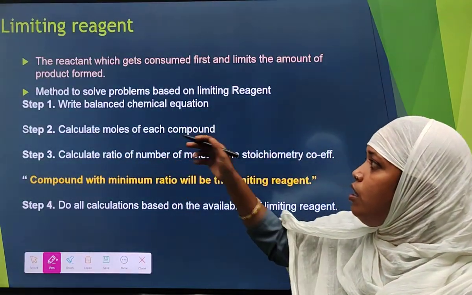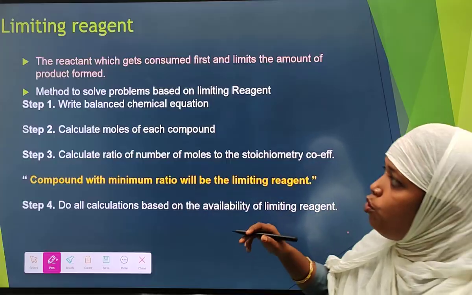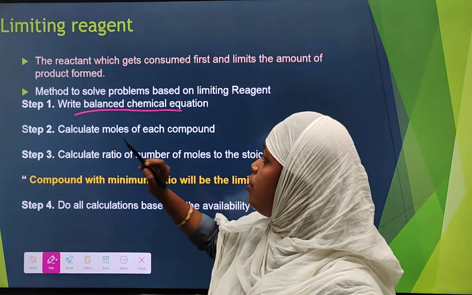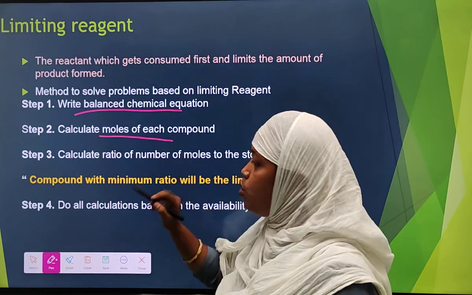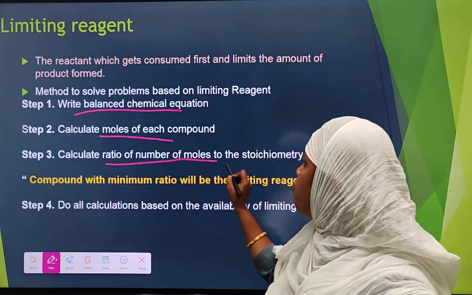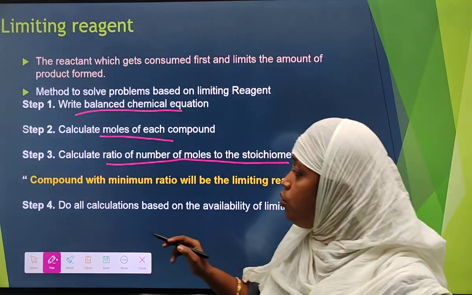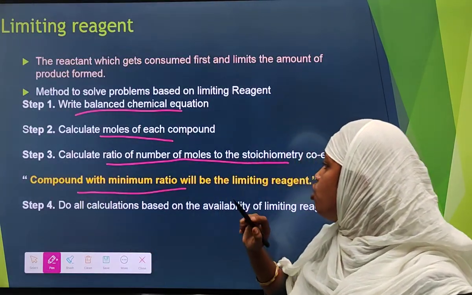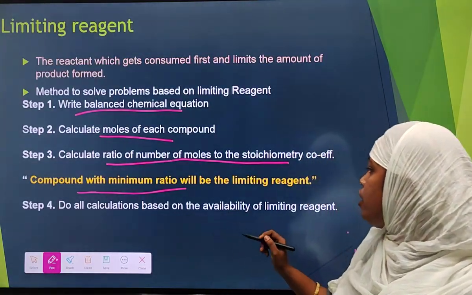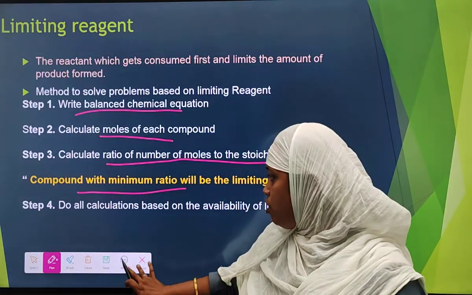So there are methods to solve problems based on limiting reagents. There are 4 steps. First, we have to write a balanced chemical equation. Second, we have to calculate the moles of each of the compounds present. Third, we calculate the ratio of number of moles to the stoichiometric coefficient. Now you should remember the compound with minimum ratio will be the limiting reagent. Now based on all the calculations, the availability of limiting reagents can be told.